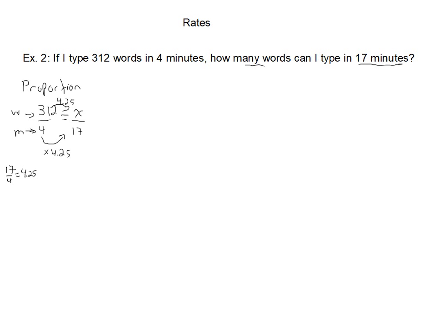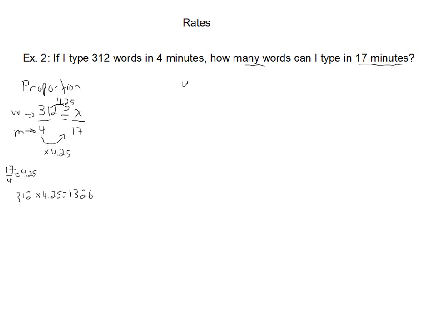So we'll do 312 times 4.25. I'll write that out so that you can see what I'm doing. Plug that into the calculator, and we get 1,326. So that's using a proportion.